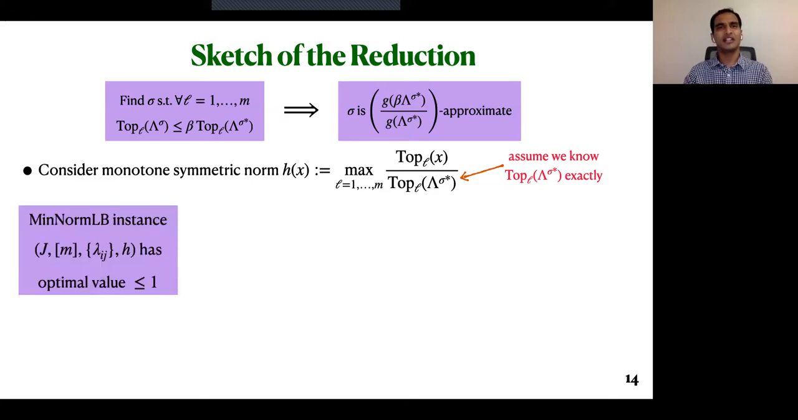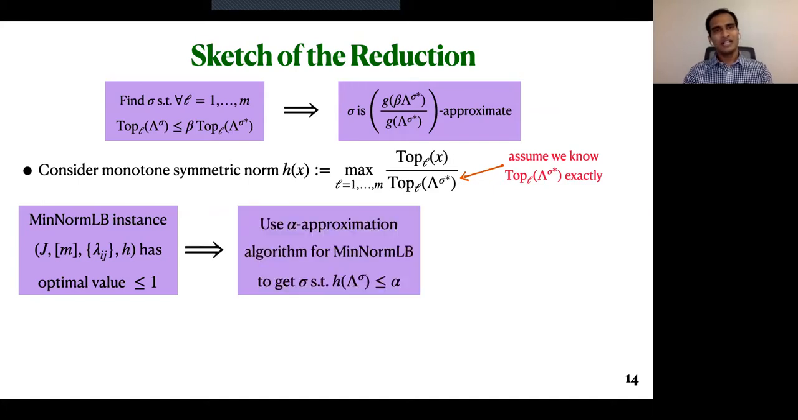For simplicity, let's just assume that we know the denominator exactly. Our reduction is strikingly simple and can be explained using only 4 steps. First, consider the deterministic min-norm load balancing instance where job sizes are lambda ij's. And the norm that we want to minimize is h. This instance has optimal value at most 1 because sigma star has h norm 1. Let's use an alpha approximation algorithm on this min-norm load balancing instance to get an assignment sigma whose lambda load vector has h value at most alpha.